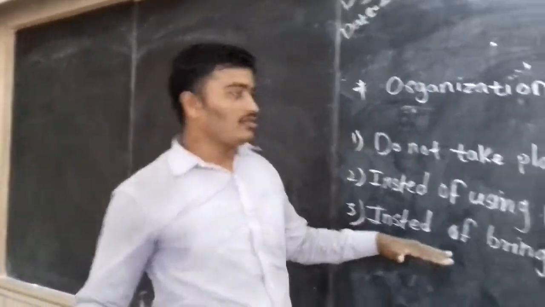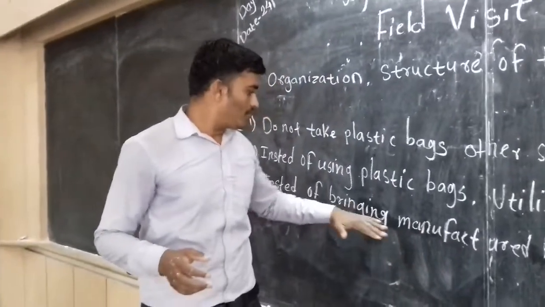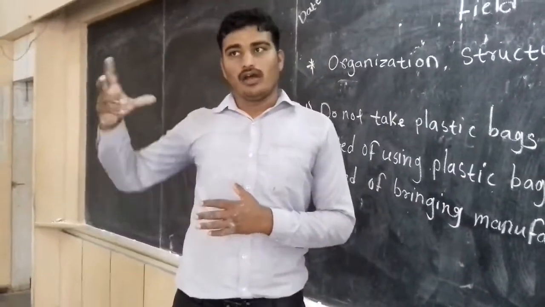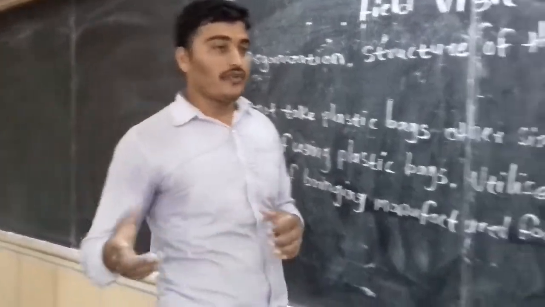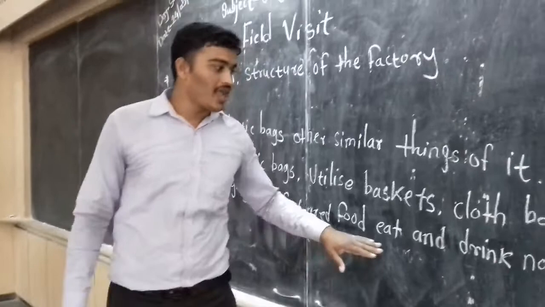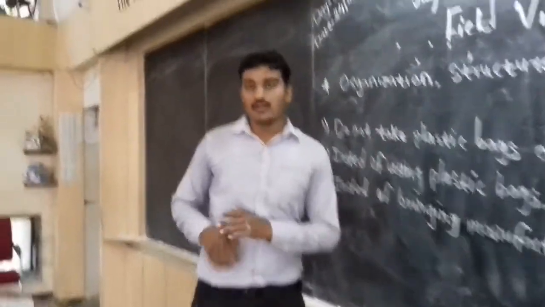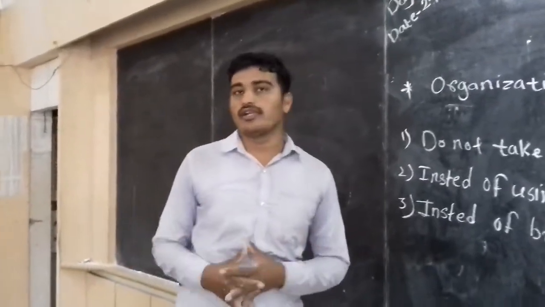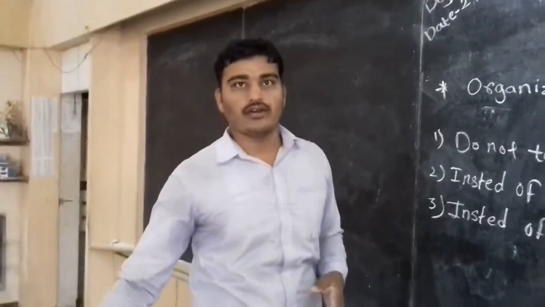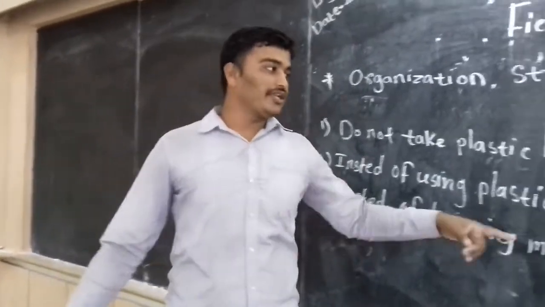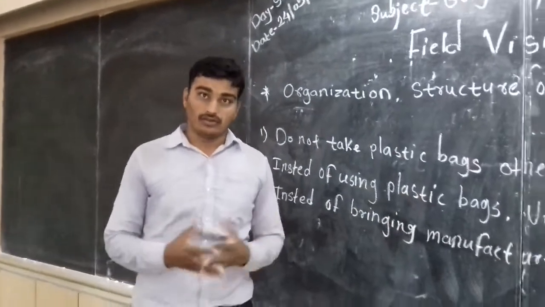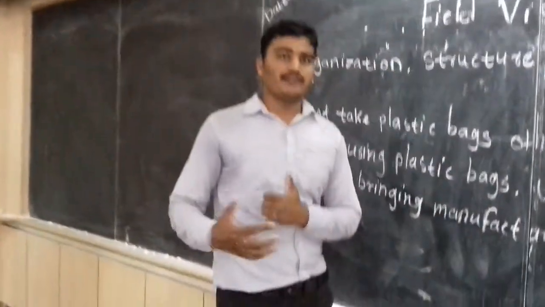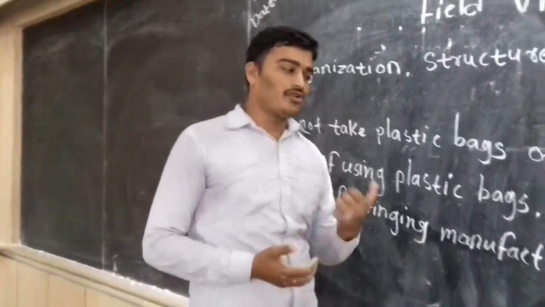So natural or manufactured, manufactured is that which is produced or packed in a factory. So we have to prepare food in our home and take it with us, and instead of drinking other harmful drinks, maybe some cold drinks are harmful for our body, instead of that you can drink coconut water. During the field visit, you can carry water from your home.